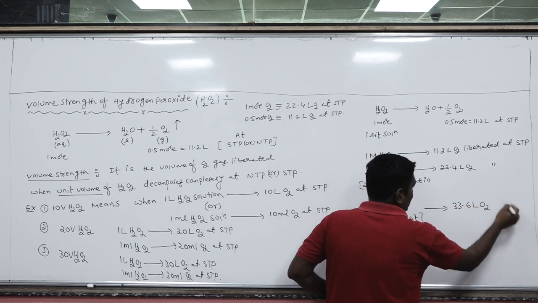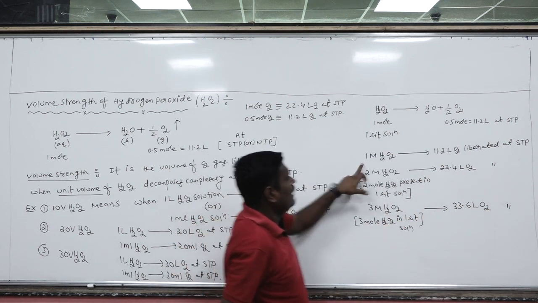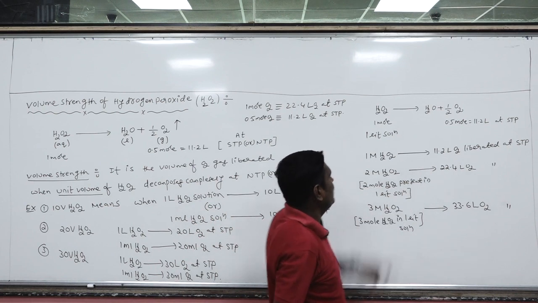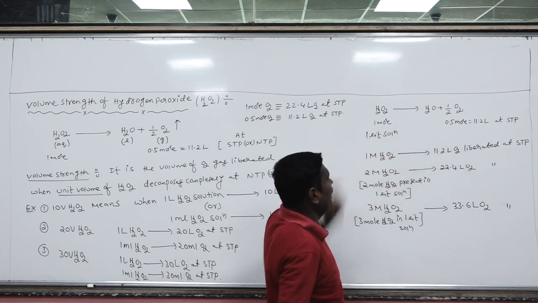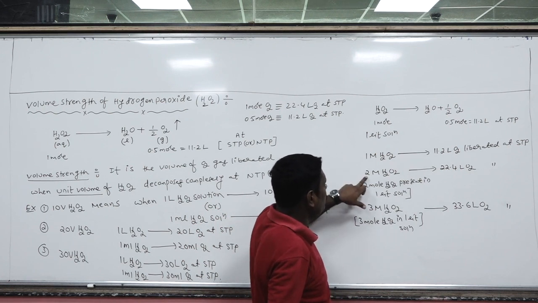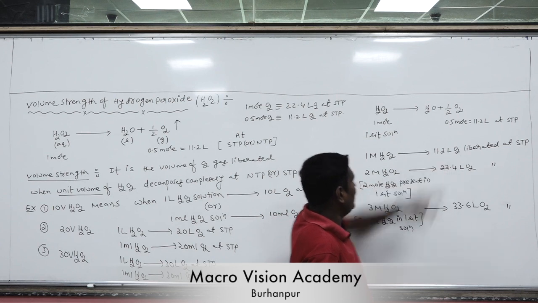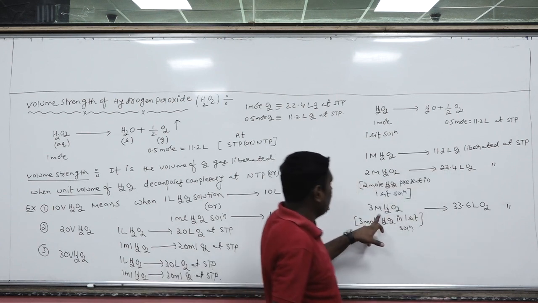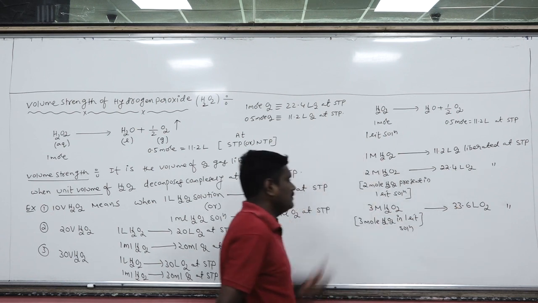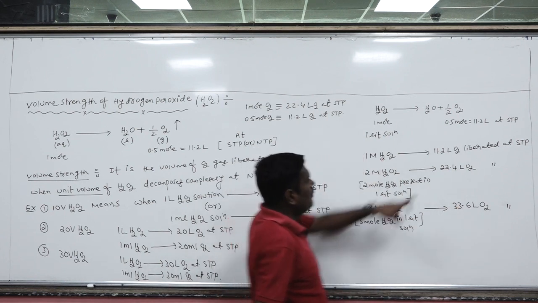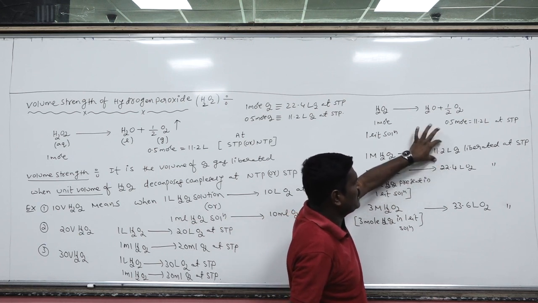At STP condition, once again, for 1 molar H2O2, 11.2 liters of O2 is liberated, because 1 mole is taken, half mole of O2, and 1 mole is present in 1 liter. If I am taking the 2 molar solution, the volume of O2 will double to 22.4. If I am taking the 3 molar solution, the volume gets triple of 11.2 liters. From this information, how many liters of O2 liberated? 11.2. This is the volume strength of H2O2.